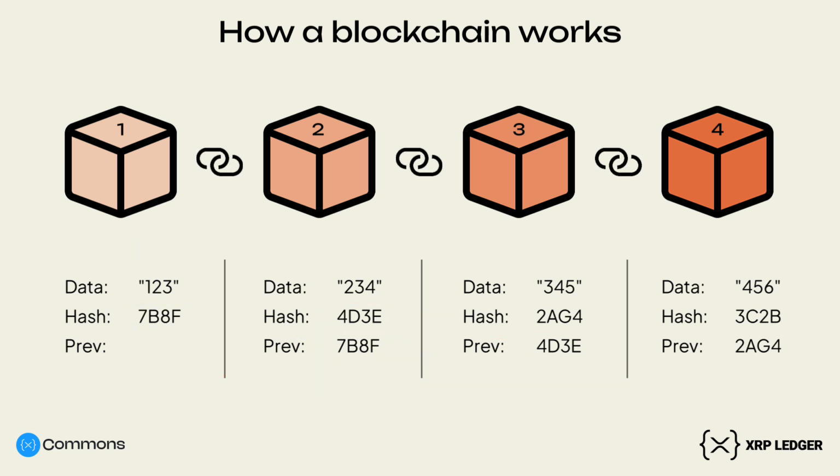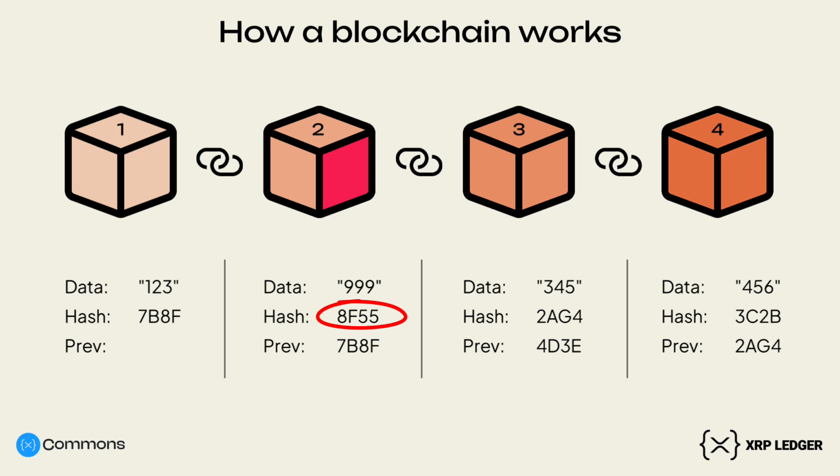So now we have our chain of blocks, where each block contains a cryptographic representation of the data from the previous block. Now let's look at how this design, combined with this distributed architecture, makes blockchains so secure. Let's try and change the data in block 2.